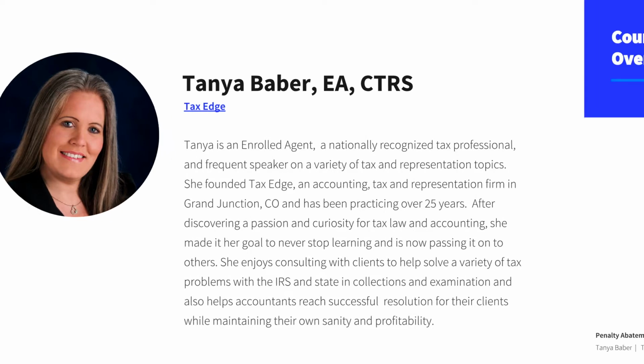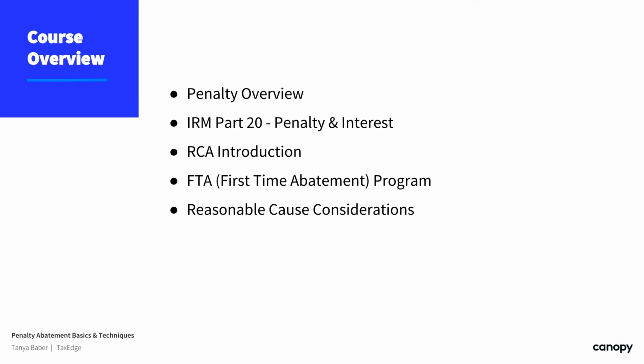So today this is an overview course, a basics course, so we're going to be touching high level on things to do with penalties. We're going to go through a quick overview to discuss how penalties are calculated. We're going to go through the Internal Revenue Manual Part 20, which deals just with penalties and interest. I'll give you an introduction on what the RCA is, so at the end of this you should know what those abbreviations mean. And then we'll talk about remedies, such as the First Time Abatement Program and reasonable cause considerations. So we're going to go ahead and dive right into this.